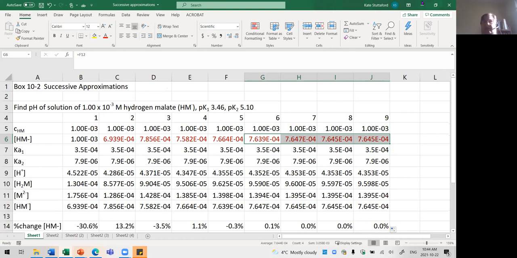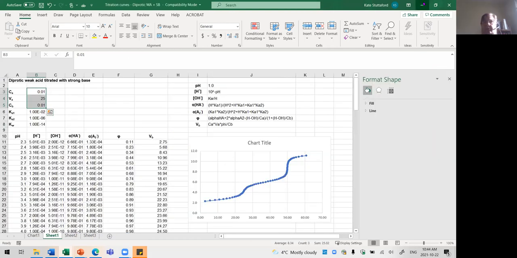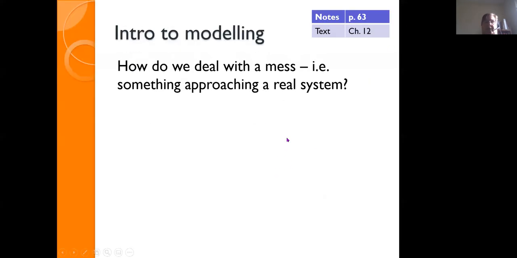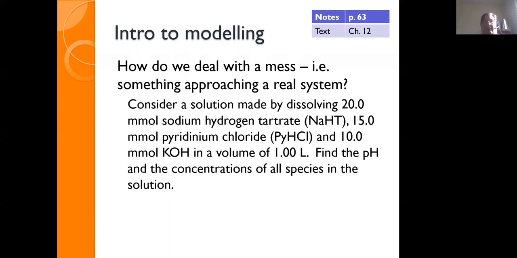The other example, so many spreadsheets, is this one. So this is sort of an introduction to modeling chemical systems, and that's how do we deal with a mess. So this is something that's actually starting to approach a real system. A mess we described as any mixture of weak acids and bases that are not conjugates of each other, so we can't define them as a buffer. So that's what we have here.